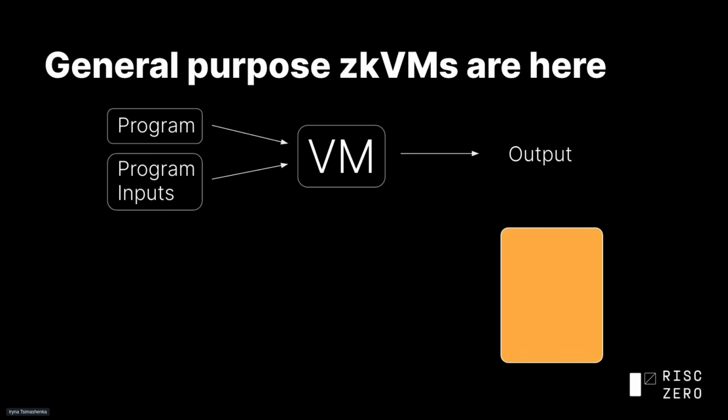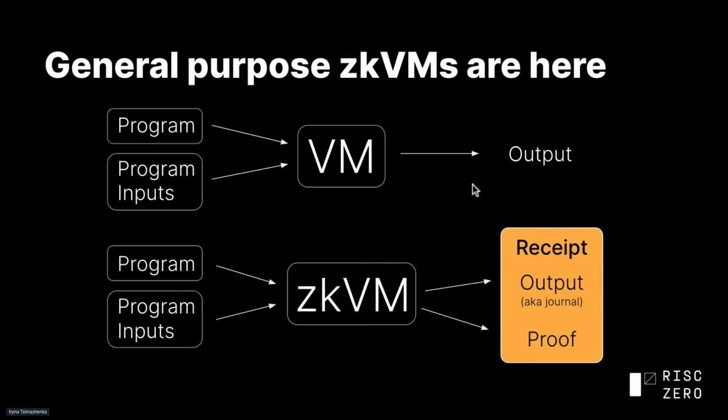So let's look closer at what a ZKVM is. In a normal virtual machine, there is a process where you send a program as an input, and you send input data for this program. You send these two input parameters, program and input data, to the VM. And the VM runs the program on this input data and generates output.